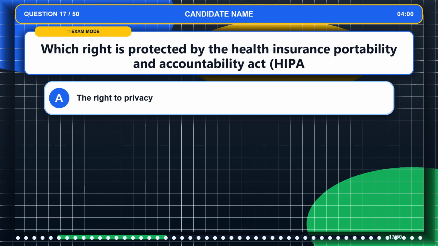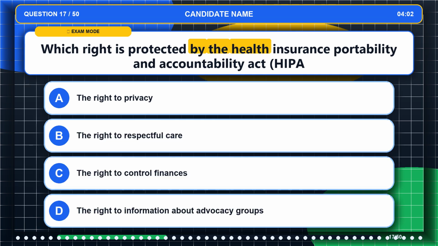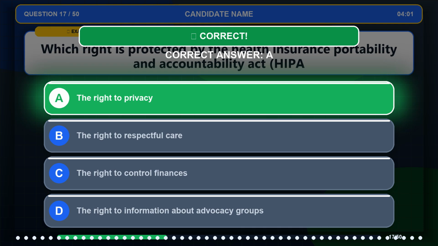Question 17. Which right is protected by the Health Insurance Portability and Accountability Act, HIPAA? Option A, the right to privacy. Option B, the right to respectful care. Option C, the right to control finances. Option D, the right to information about advocacy groups. The correct answer is option A, the right to privacy.